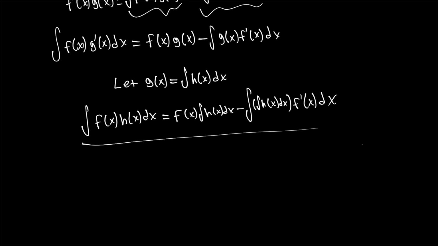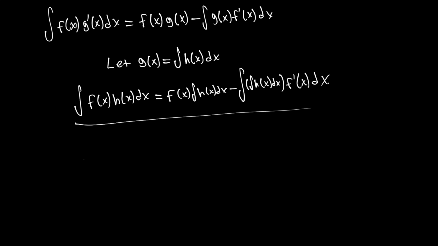Now what some people will do is, instead of having it as a function of x, they will define it as a u and a v. So you'll have the integral of u dv by dx equals u v minus the integral of v, derivative of u with respect to x, with respect to x.